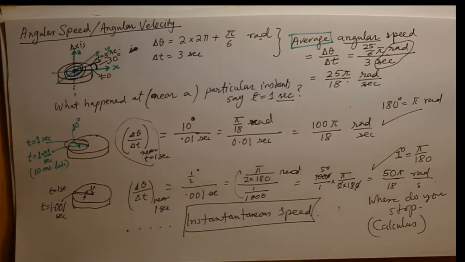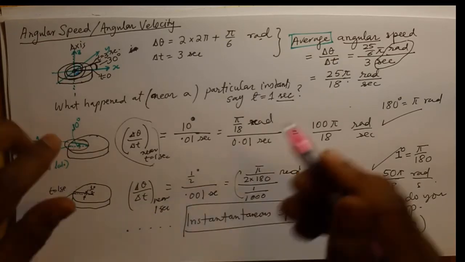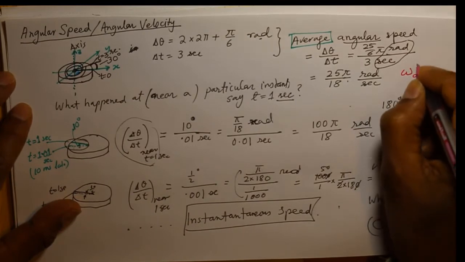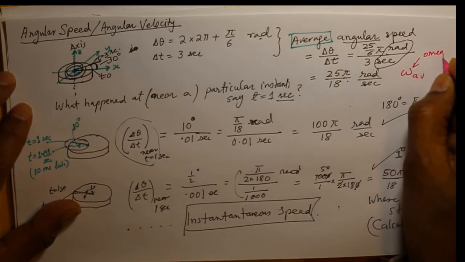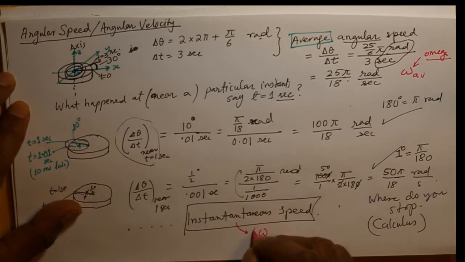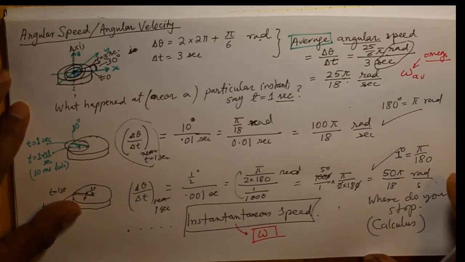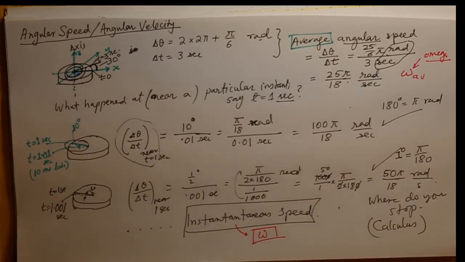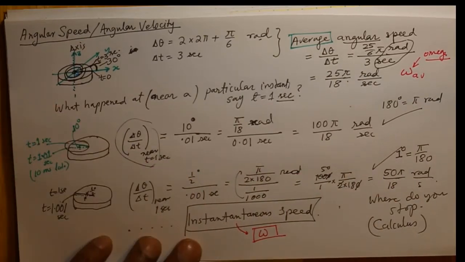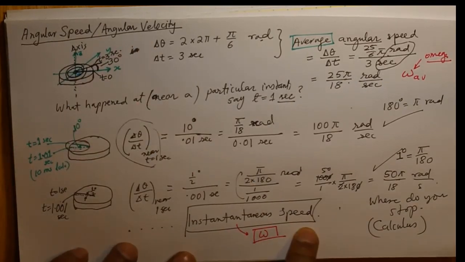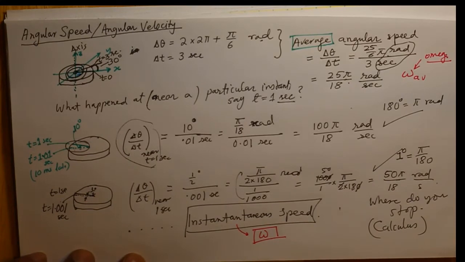We need some kind of symbol for all of these. For average speed, we use the letter omega with a bar, so this is average omega. For the instantaneous, we just use omega. We don't decorate it. It's just omega that is instantaneous. You might say, okay, I've got average speed and instantaneous speed. What's the instantaneous angular velocity?